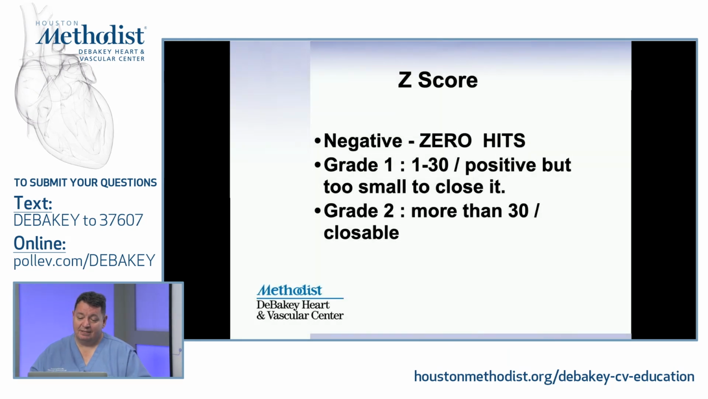So this is my fancy scoring system. We're just going to call it the Z-score for today. Negative, no hits. Grade 1 is when it's positive, you have 1 to 30. Grade 2 is more than 30. We don't need that many criteria, because again, it's enough to know it's positive, and it's enough to know if it's less than 30 or more than 30.